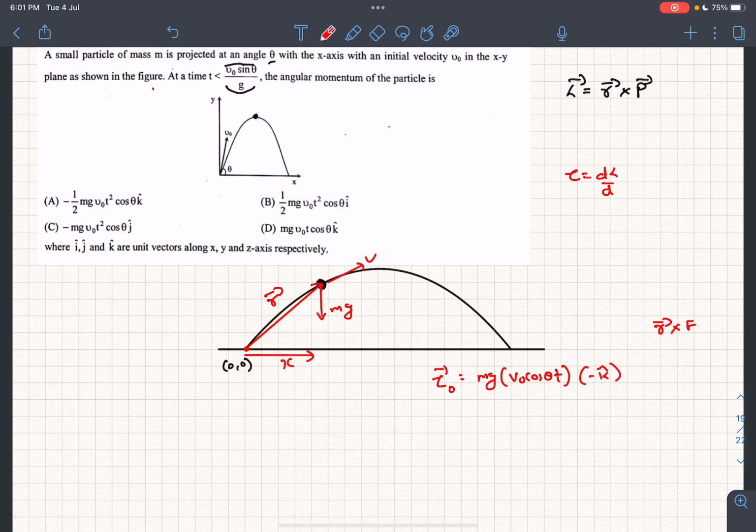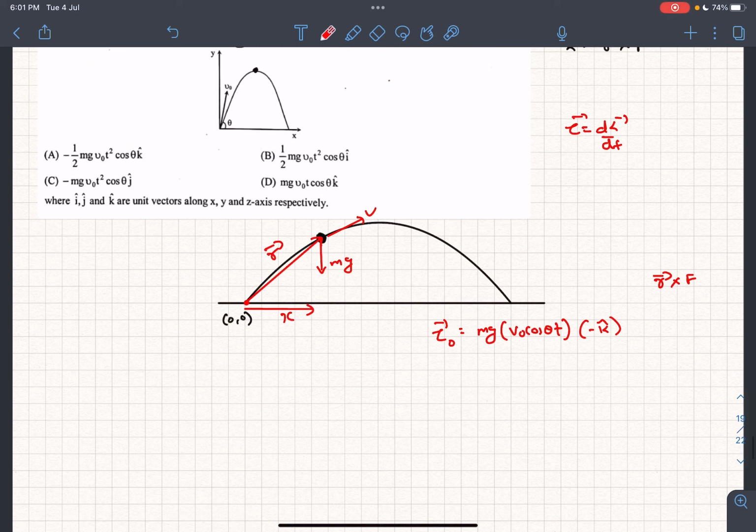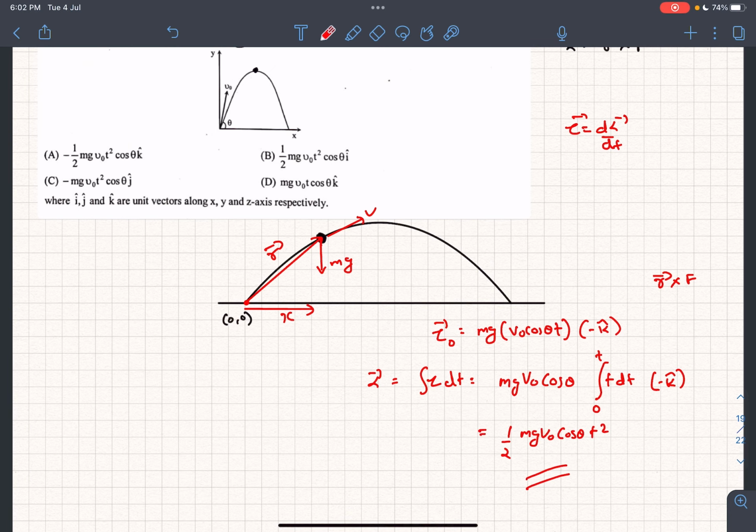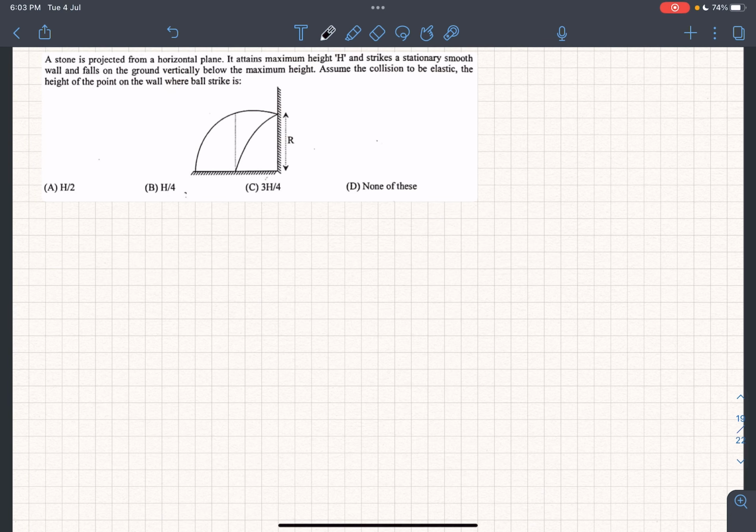So now you have torque as a function of time, and torque is also defined as the rate of change of the angular momentum vector. All you have to do is integrate this torque expression to get the angular momentum. That would be mg v naught cos theta, because all these terms are independent of t, times t dt, and integrate it from t equal to 0 to t equal to any general time t. If you integrate this, you'll get the answer as this, which would be option A. Moving on to the next problem.